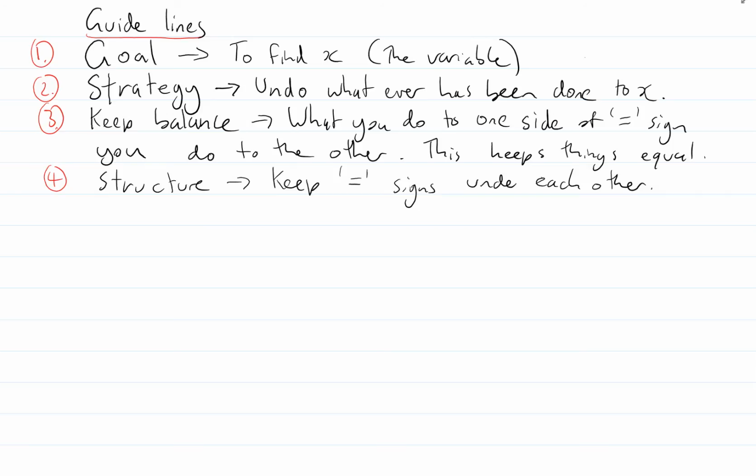Okay, this video is about solving two-step equations, and so I'm going to just look at some guidelines before we even start. Basically, what I like to do is to keep an eye on what the goal might be, and the goal is to find x, which is the variable, it could be y, m, q, whatever it might be. The next thing is the strategy. What is our overall strategy? My overall strategy is to undo whatever has been done to x.